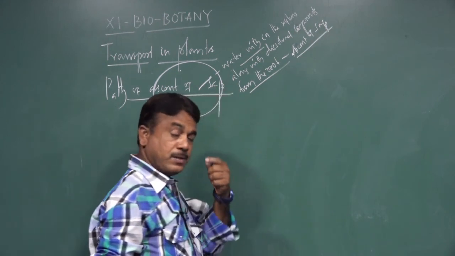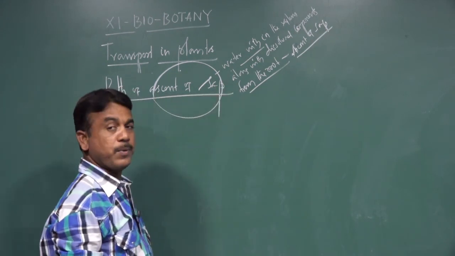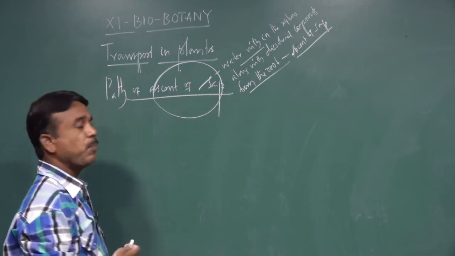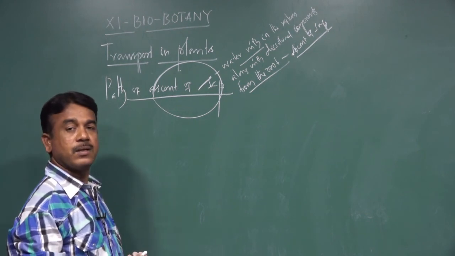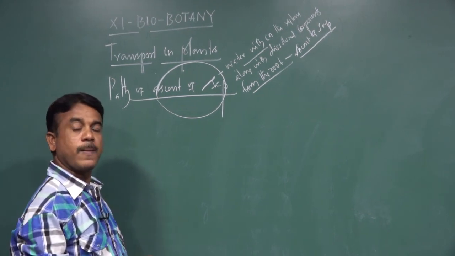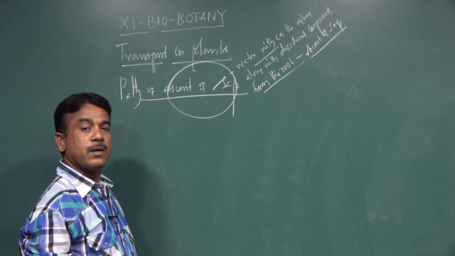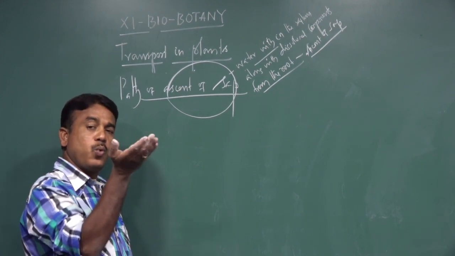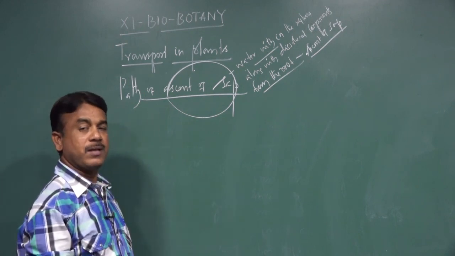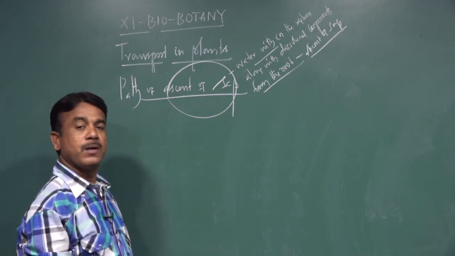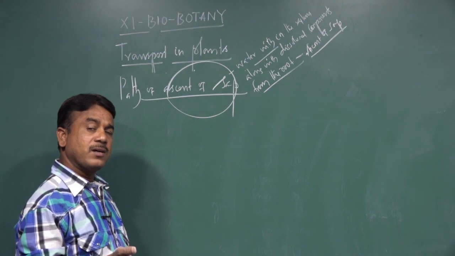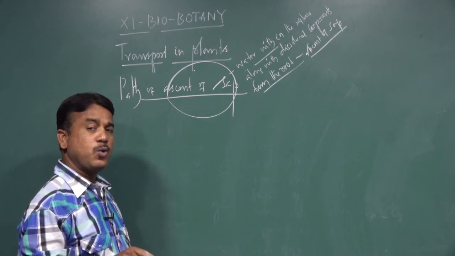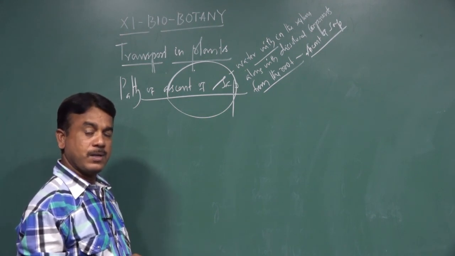Ascent of sap generally takes place as an upward movement. How can it be proved? There is no doubt at all. After absorption of water, the roots move it to various parts of the plant body. The uptaken water is carried out by a kind of process.